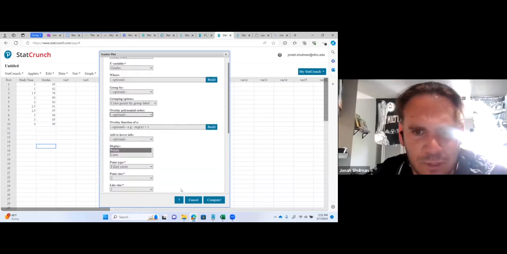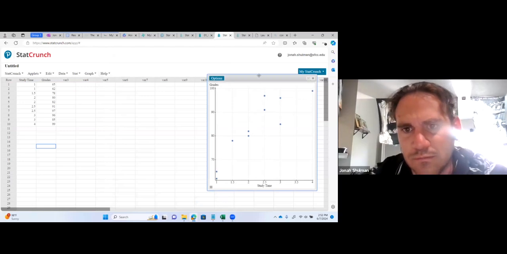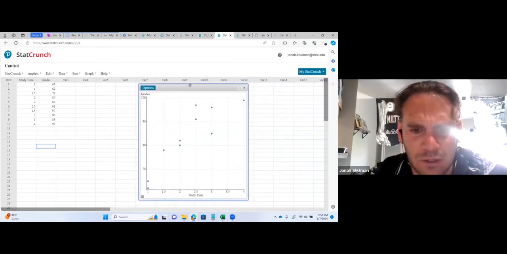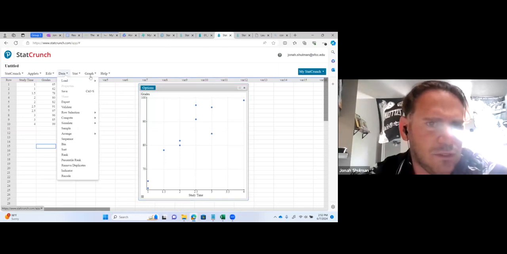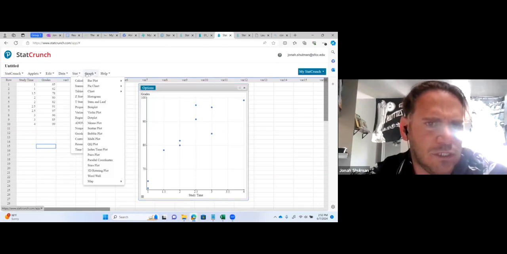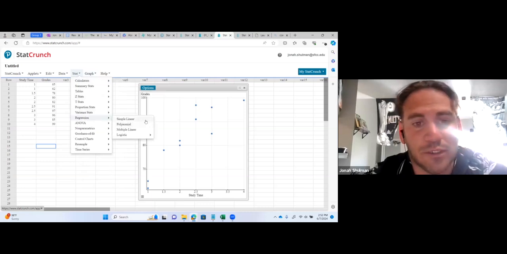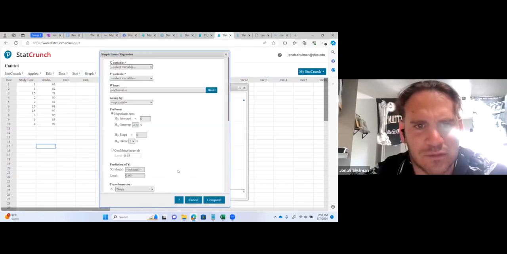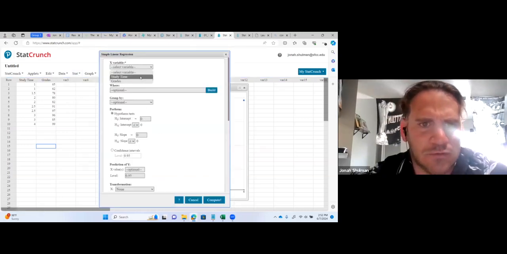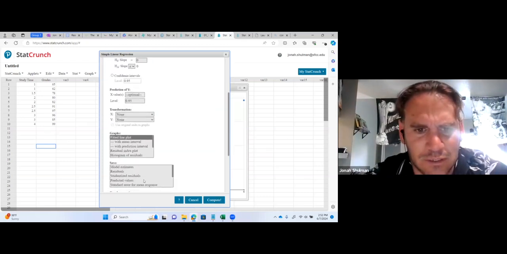All right. Well, might as well just build this thing. Compute. Sweet. Here is ours. Looks just like mine. And let's do the regression. Stat, regression. This is simple linear. I'll explain all the differences if you want, but it's just one predictor, one outcome. That's all that means. We want to know if study time can predict the grades. Indicate that.